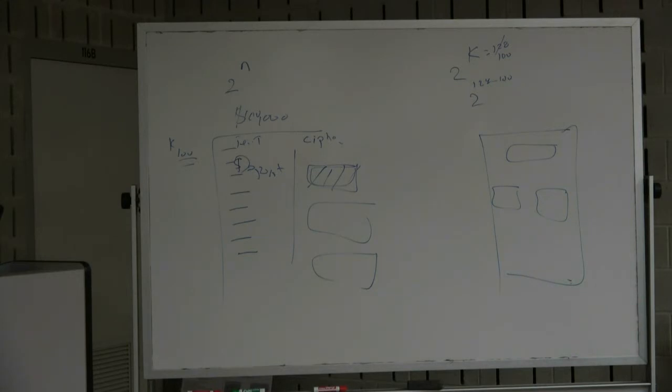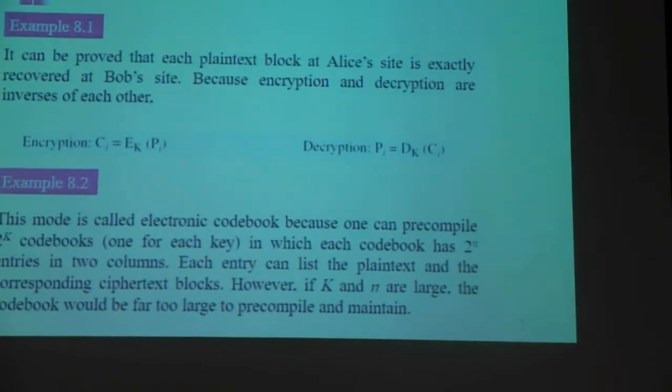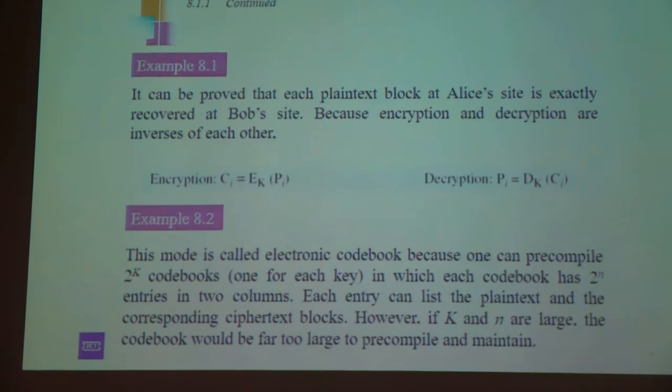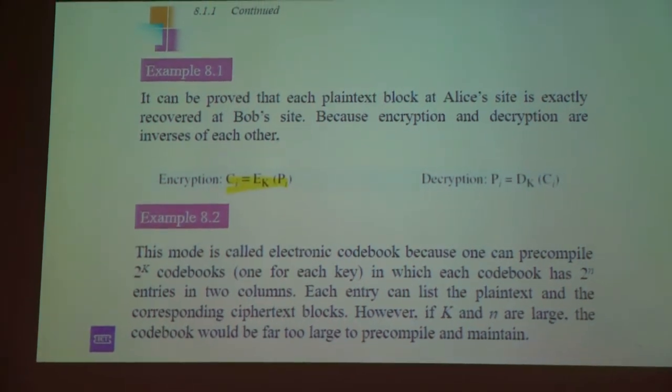It can be proved that each plain text block at Alice's site is exactly recovered at Bob's site, because encryption and decryption just reverse each other.